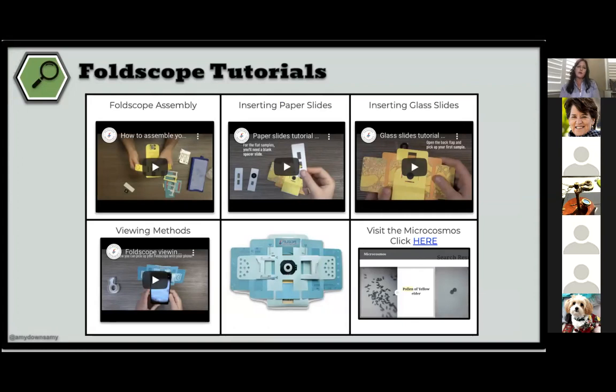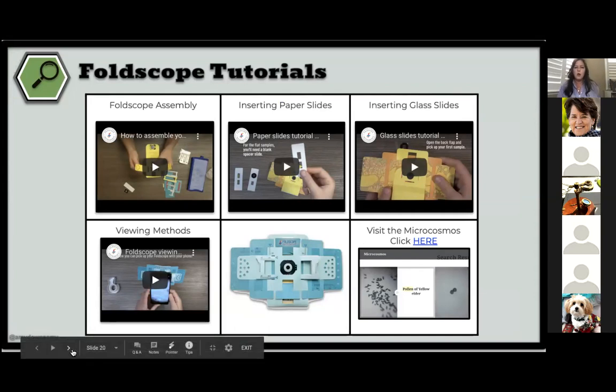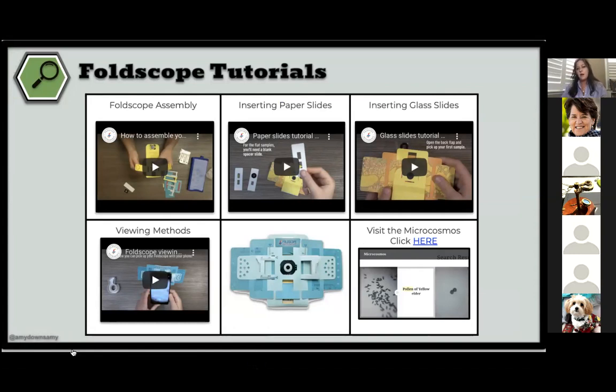When I use Foldscopes with my kids, I like to put just one slide for them to go at their own pace so that they could watch the videos. Once the Foldscopes are assembled, you're pretty much up and running. But if for some reason you have a student that needs to make another one, or maybe they have to take it apart because they're not able to view it correctly, I like to take these resources from the Foldscope website and put them all in one place for the kids.